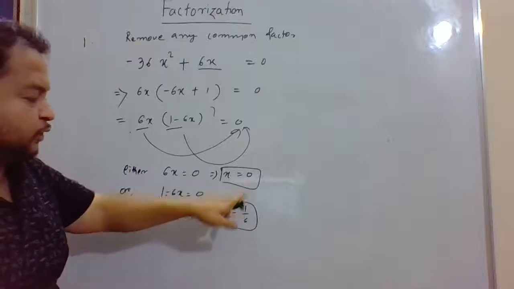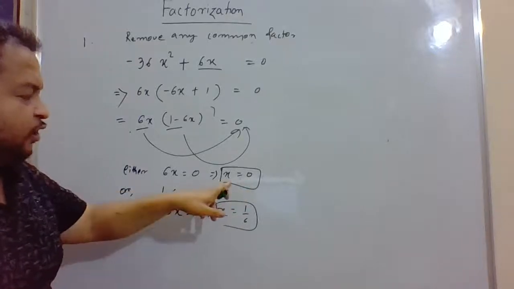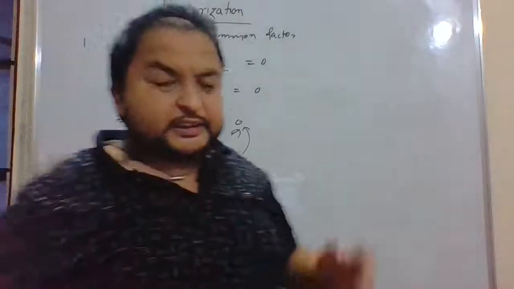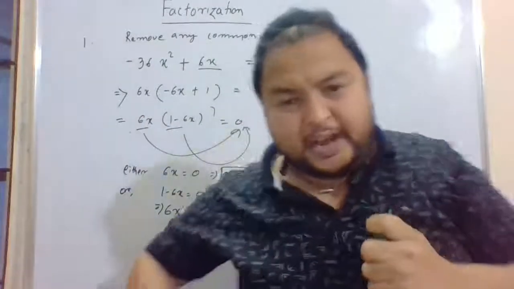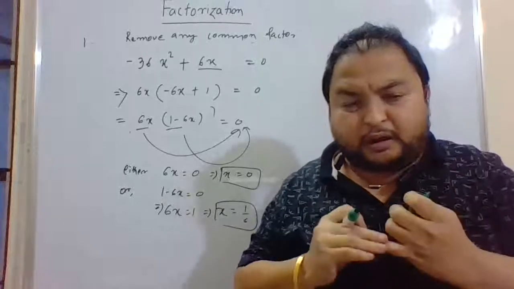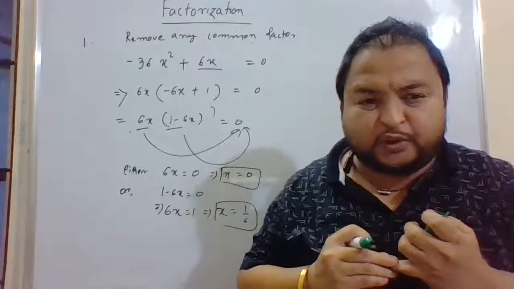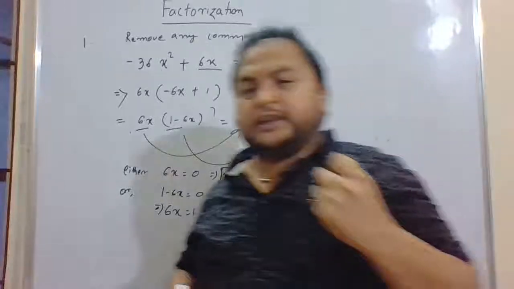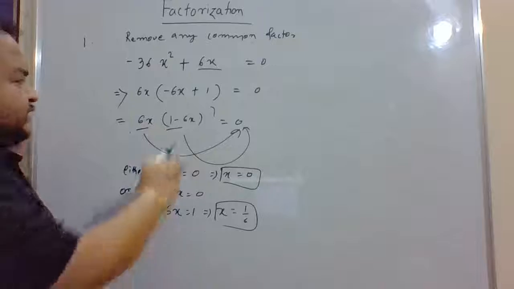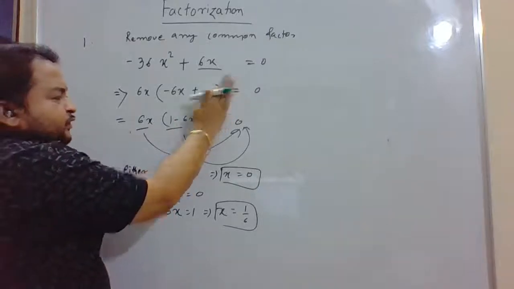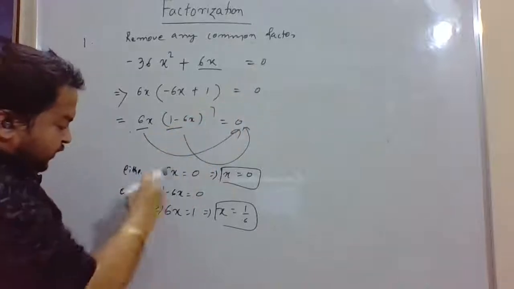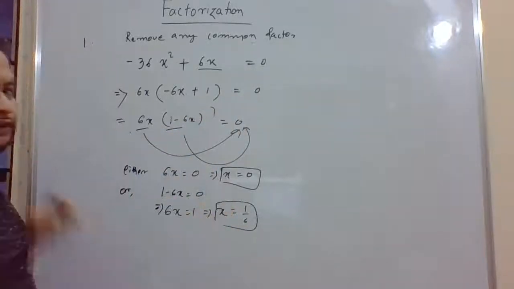So it's possible to get two values of x, and we got x equal to 0, x equal to 1 by 6. So the key here is you should keep a tab in the exam question paper, is it asking you to fully factorize it, or is it asking you to solve it? If you express only up to this much, it's correct. If it is given this equation equals to 0, then obviously you need to find out the values of x.